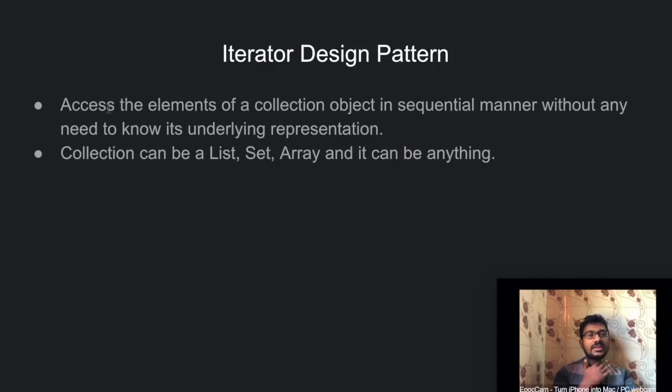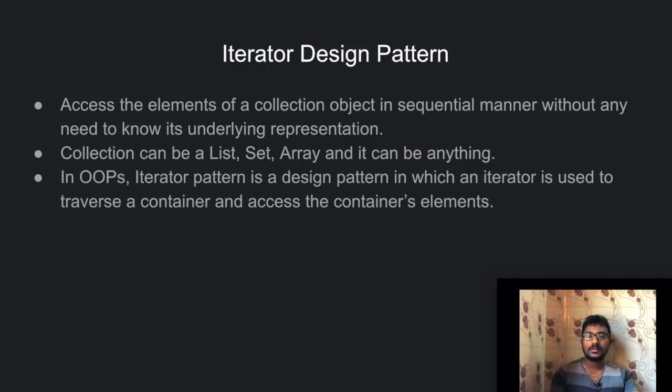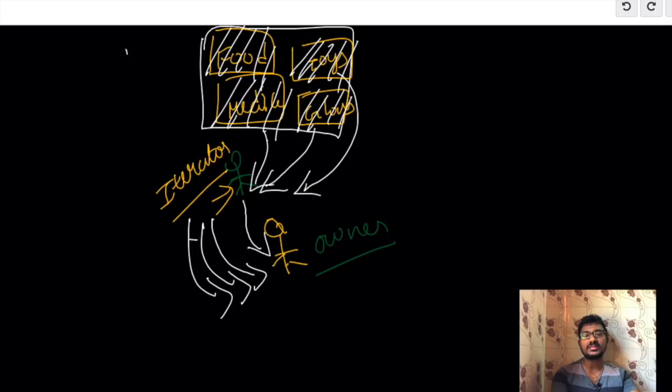For example, in any programming language, you could hear this word called collections. A collection is a group of things like set, list, array and so on. So the iterator plays a major role. If you know somewhat about the programming language Java, then you could have heard about the iterator in the collection package. Here the iterator is a class which is used to access the elements in the collection. And in OOPS, the iterator pattern is a design pattern in which an iterator is used to traverse a container and access the container's elements. We have already discussed this point using this example.